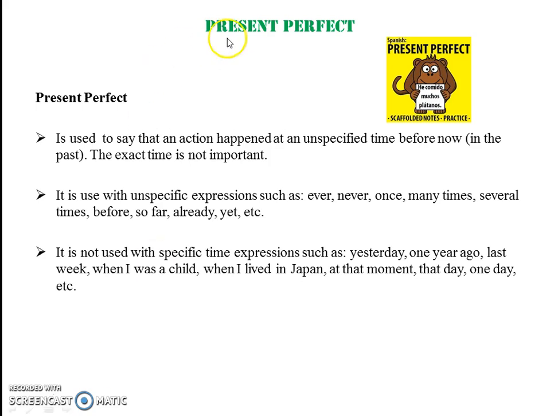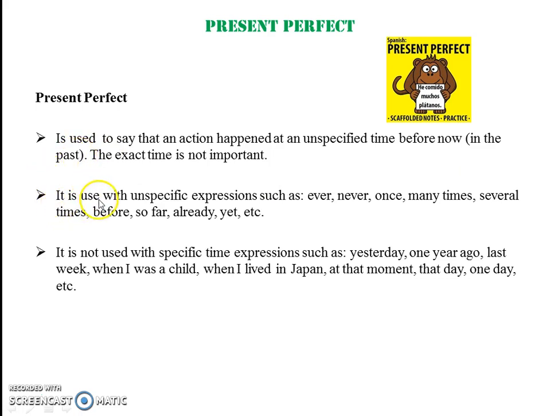Okay. Another topic that I would like to explain to you is the present perfect. I'm going to give you basic information about this grammar. Present perfect is used to say that an action happened at an unspecific time before now. That means in the past, and the exact time is not important. We don't know the exact time, but what we know is that the action, the activity, was in the past.